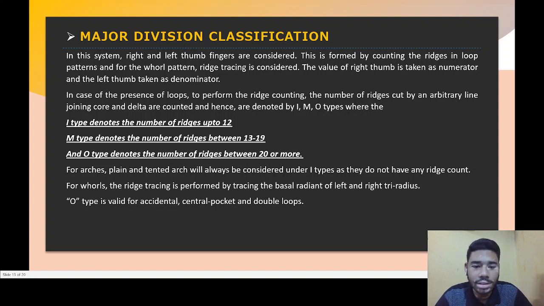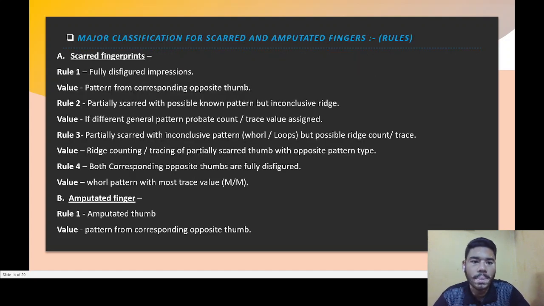For arches, plain and tented arch will always be considered as inner type, as they do not have any ridge count. For whorls, the ridge tracing is performed. These are some rules for the major classification.